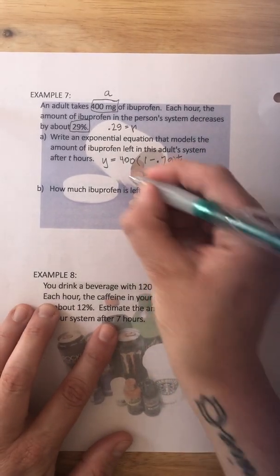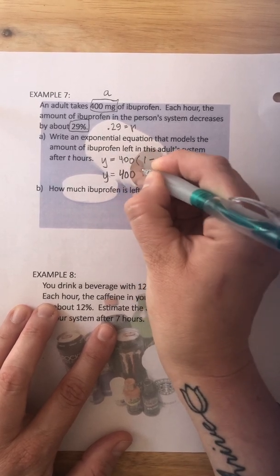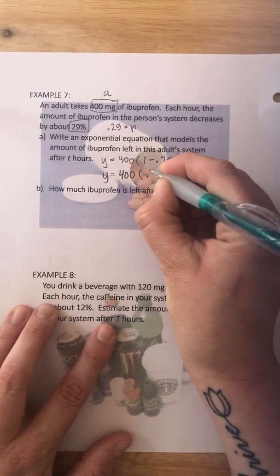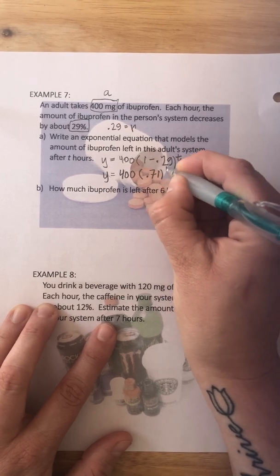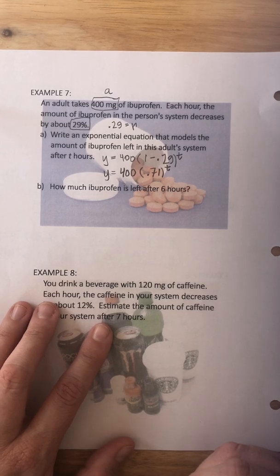Now if you want to leave it like that, you're welcome to. I personally like to go ahead and do the subtraction in the parentheses. 1 minus 0.29 is 0.71, so I'm going to leave mine like that. I just like to simplify it. I like the way it looks better.